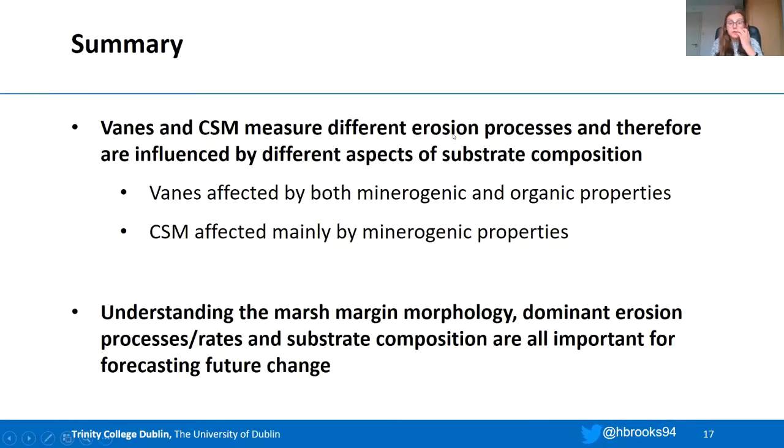So in summary, we found that the veins and the CSM measure different erosion processes, and therefore they're influenced by different aspects of substrate composition at the two sites. Veins are affected by both minerogenic and organic properties, largely because of that 3D footprint that it has, and it comes into contact with all of the different material in the substrate, whereas the CSM is affected mainly by minerogenic properties.